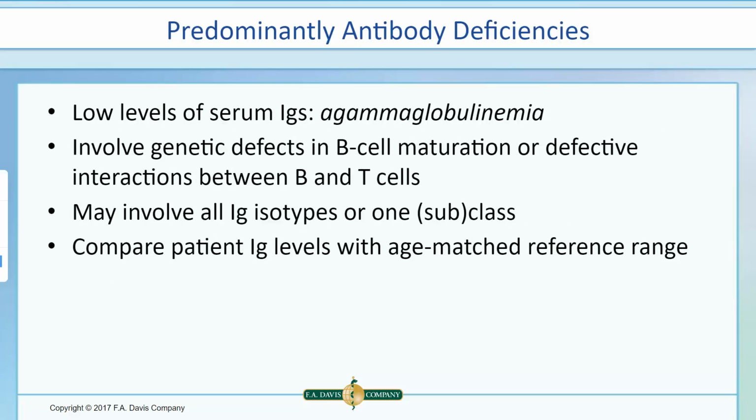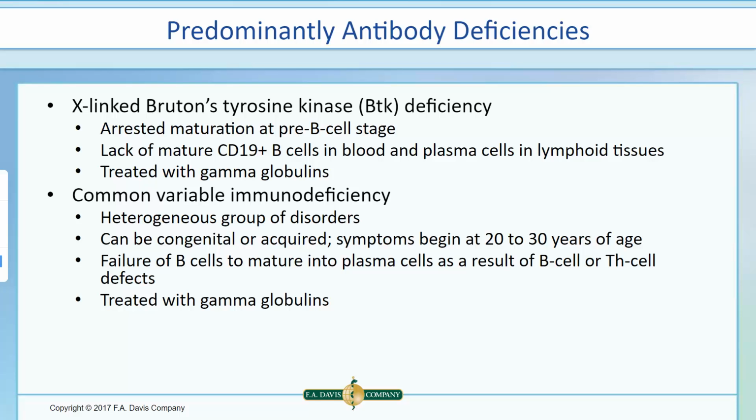So predominantly antibody deficiencies, low levels of Igs, also known as agammaglobulinemia, involve genetic defects in B cell maturation or defective interactions between B cells and T cells, and may involve all Ig isotypes or just one subclass. Compare patient Ig levels with the age-matched reference range. X-linked Bruton's tyrosine kinase deficiency has arrested maturation at the pre-B cell stage, so the B cells never fully mature.